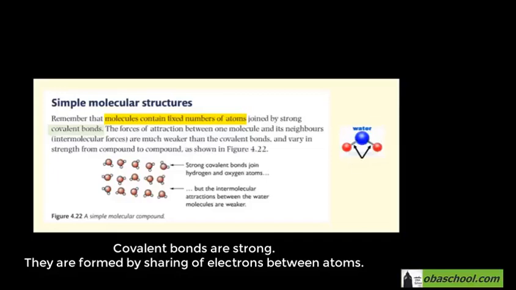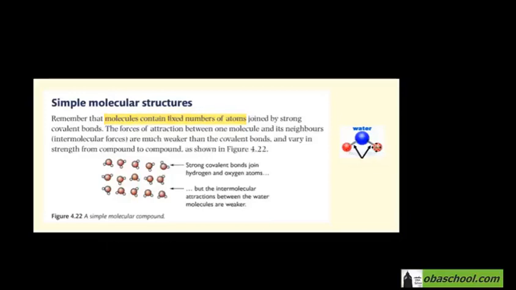For example, this is a water molecule, H2O. The blue sphere is the oxygen atom and the red ones are the two hydrogen atoms. The dashes between the atoms represent covalent bonds.